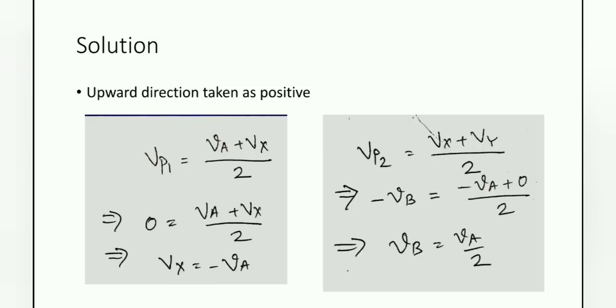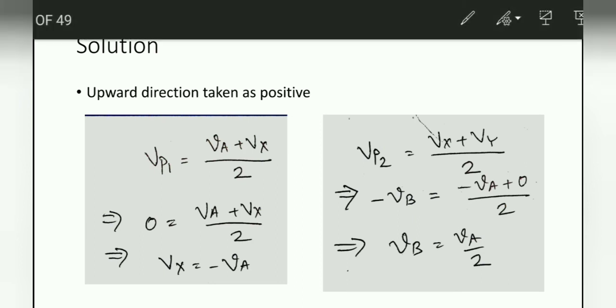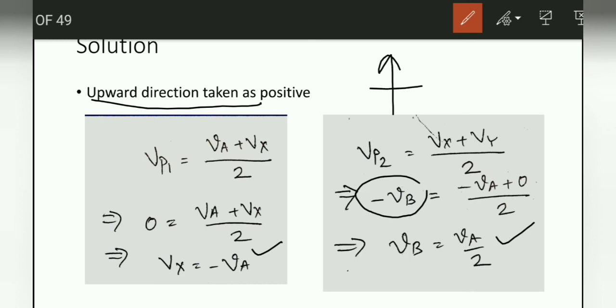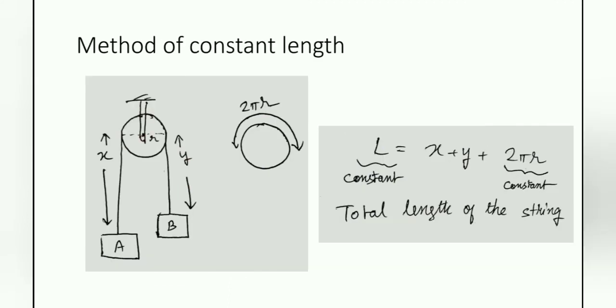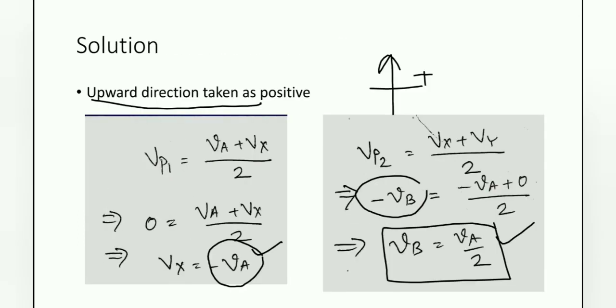So exactly the same thing I have written here, Vp1 and Vp2 we have found here. See one thing, I have written here Vb as minus Vb because upward direction was taken as positive in this case. So upward direction is taken as positive, so Vx is equal to minus Va, and because Va was positive and Vb was taken as negative, Vb is equal to Va by 2. So that's it. Vb is equal to Va by 2.